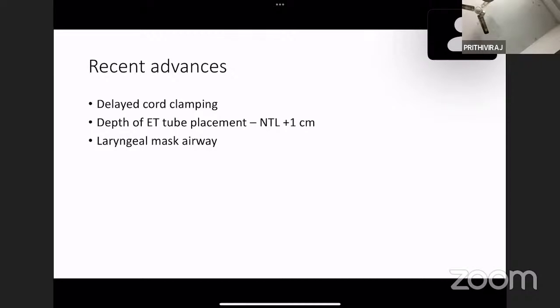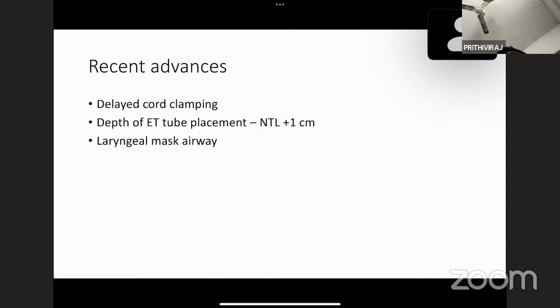So what are the recent advances? This is the thing which you will be told. We took a lot of time in explaining the NRP, the reason being it is very important for the university exam as well as the practical. And as a doctor, you should know what is NRP and how to do it. There are many videos available on YouTube. See them, read once, and again see the video. It will help you a lot.